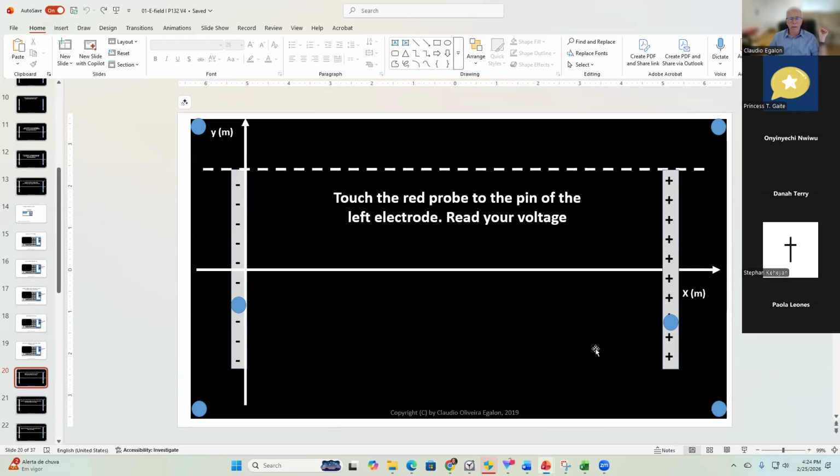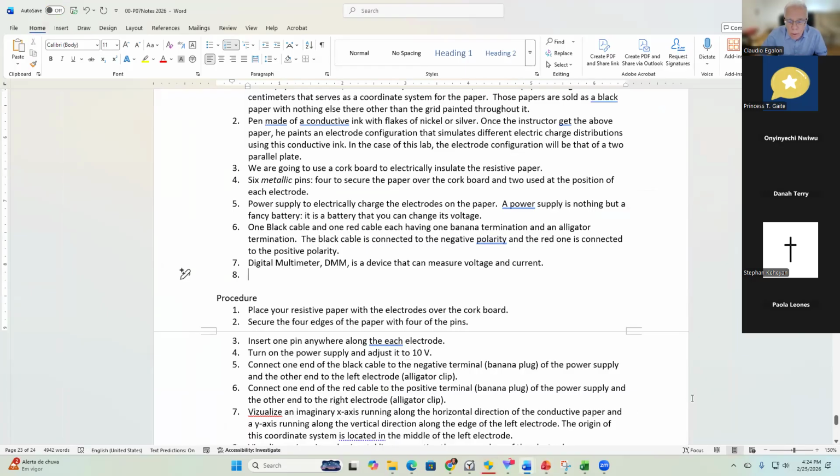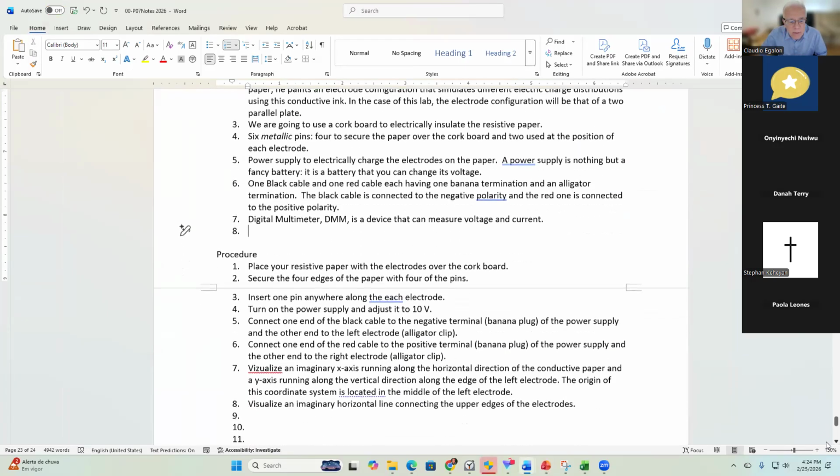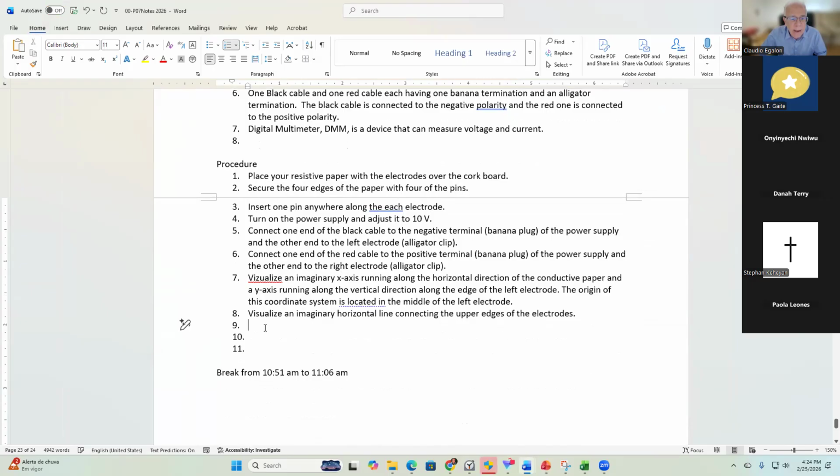Then what are we going to do next? What we're going to do in this experiment is measure the different voltages between this plate and this other plate. That's what we're going to do. Let me write that down. We are ready to start the experiment. We didn't start the experiment yet. We are just setting it up.